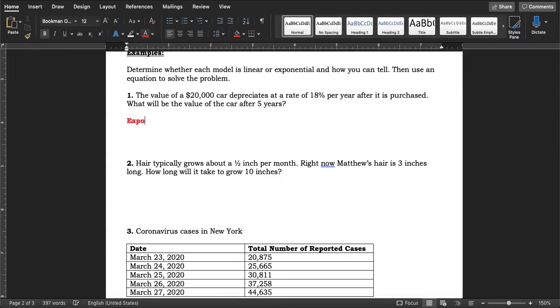This is an exponential situation. And the reason you can automatically tell is because the car is depreciating by 18%. Depreciating basically means decreasing. We're decreasing by 18% every single year. Whenever you're increasing or decreasing by a percentage, that means there's a pattern of multiplication.